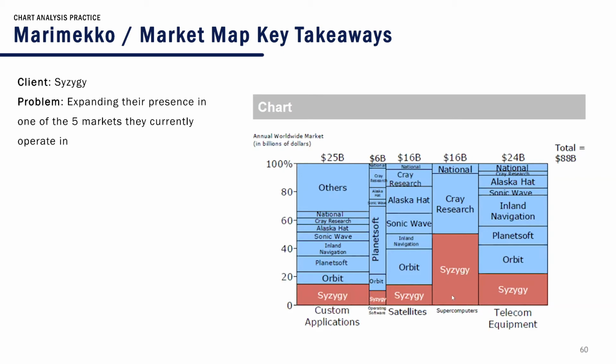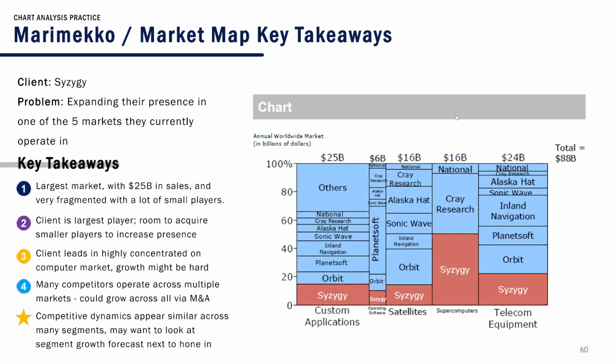Okay, so we know that if you want to enter a market, you likely want to enter a market that is not very concentrated, because it's easier to acquire smaller players. So immediately we don't use the 16 billion one. So it's either custom applications or telecom equipment. And if we look, custom applications has even more. They have a lot of others. So there are a lot of small players that you can acquire here. So then this will be the market that you suggest.